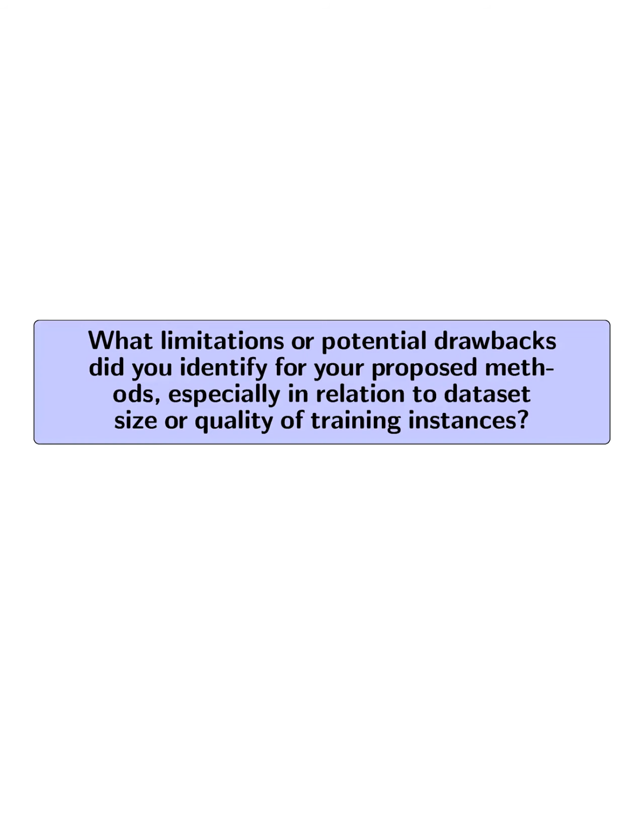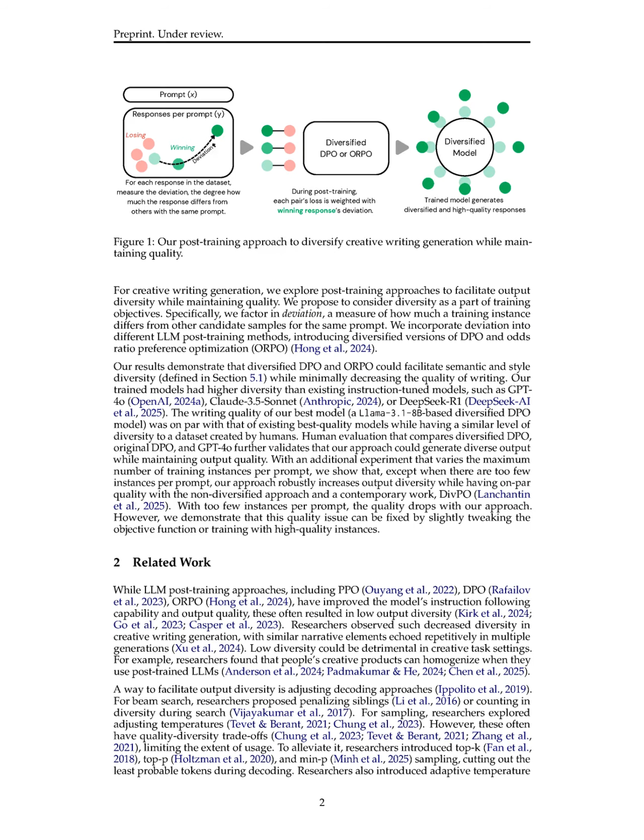What limitations or potential drawbacks did you identify for your proposed methods, especially in relation to dataset size or quality of training instances? One limitation identified for our proposed methods, particularly the diversified DPO, DDPO, and Odds Ratio Preference Optimization, DORPO, is their performance when the dataset size is small, specifically when there are too few responses per prompt.